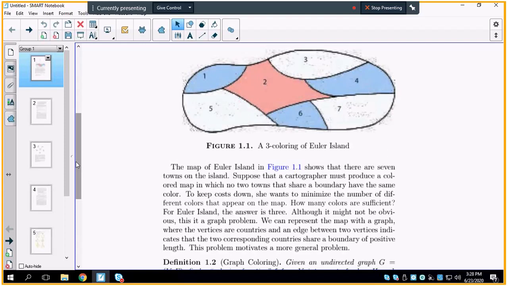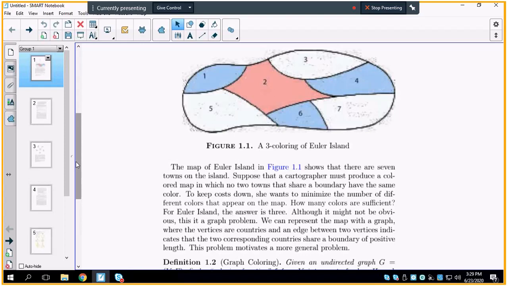The figure that you see here is a map of what they're calling in the textbook Euler Island, and it shows that there are 7 towns on the island, 1, 2, 3, 4, 5, 6, and 7. Suppose a cartographer must produce a colored map in which no 2 towns that share a boundary have the same color, and to keep costs down, she wants to minimize the number of different colors that appear on the map. How many colors would be sufficient? For this map, the answer is 3, and you can see one example of a 3 coloring that has been chosen here.